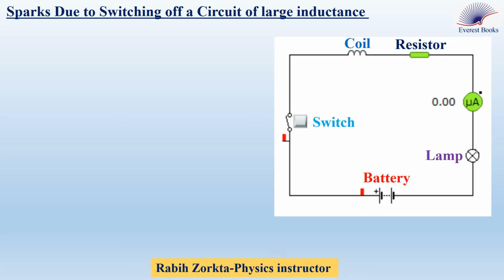Sparks due to switching off a circuit of large inductance. In the shown experimental simulation, we have a battery, a lamp, an ammeter, a resistor, a coil of large inductance, and a switch. When this circuit carrying a current I, observe what will happen when we open the switch abruptly.